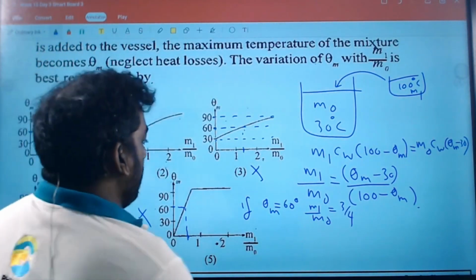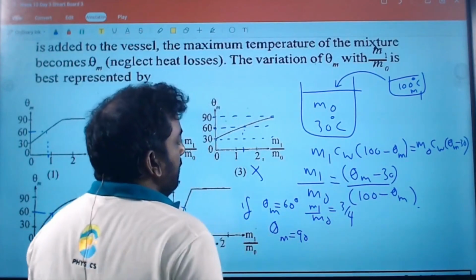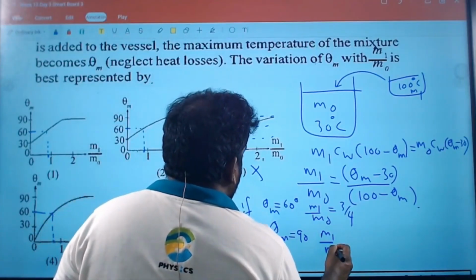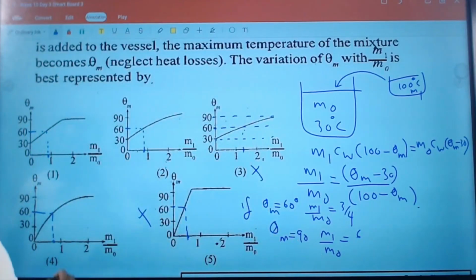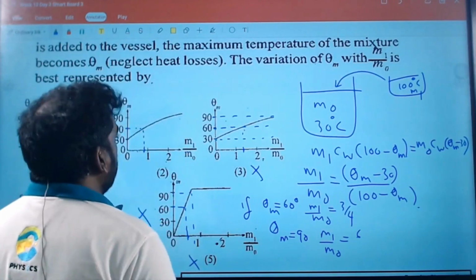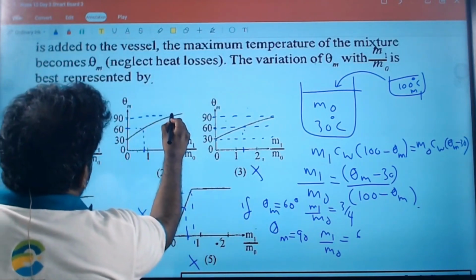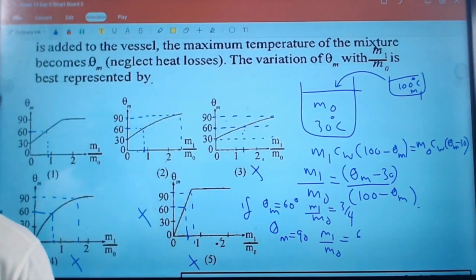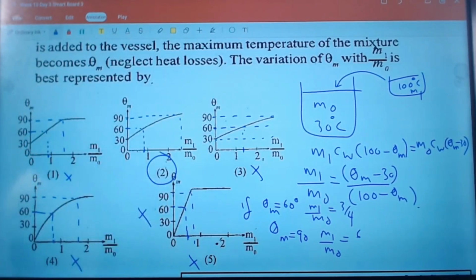Right. Then theta m is 90. 90 minus 30 is 60. Ratio is 6. 90 ratio can't be this. Most suitable answer is answer number 2.